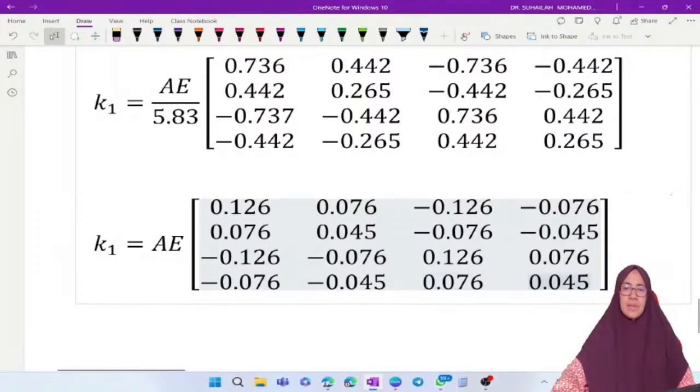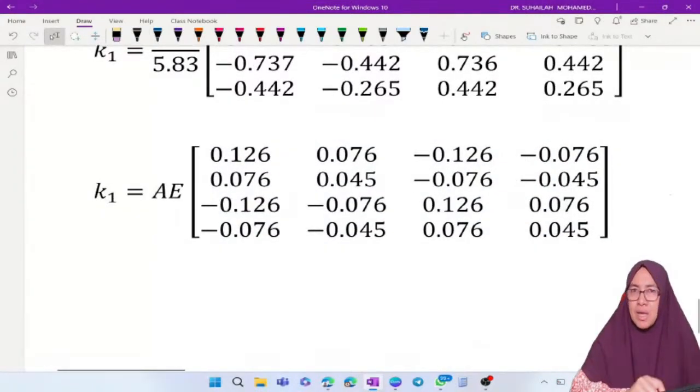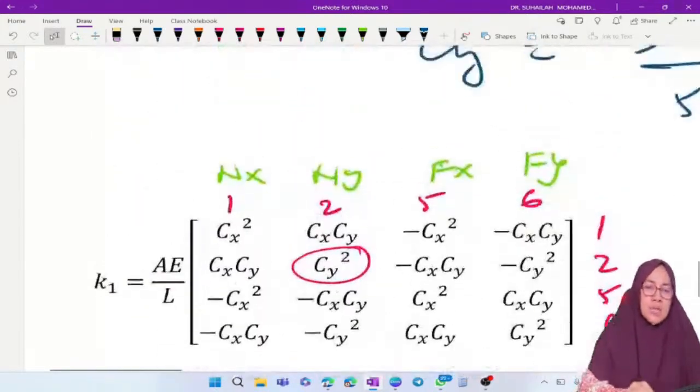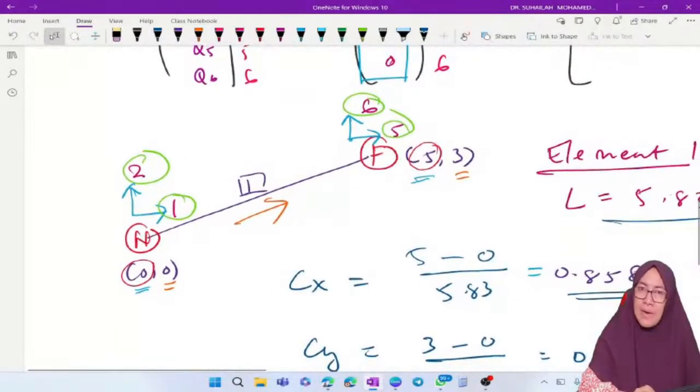045. Okay. So this is K1. This is K1 in terms of AE. But remember, we have to label the degree of freedom. Label start from near. Okay. So that is why having this diagram is important.